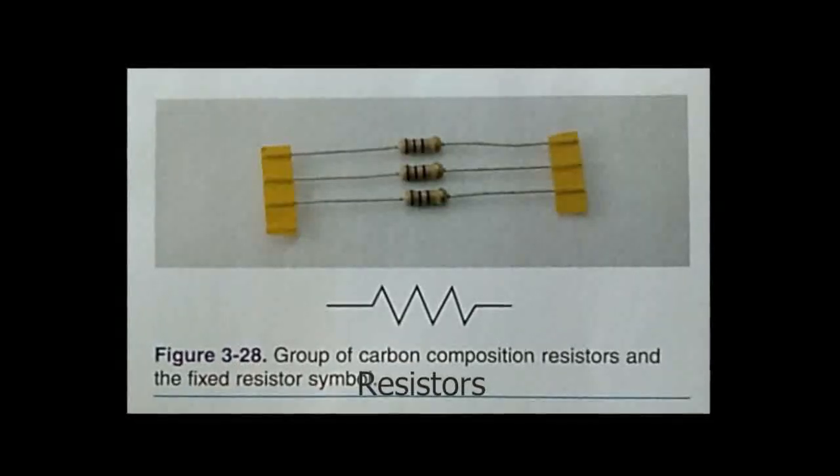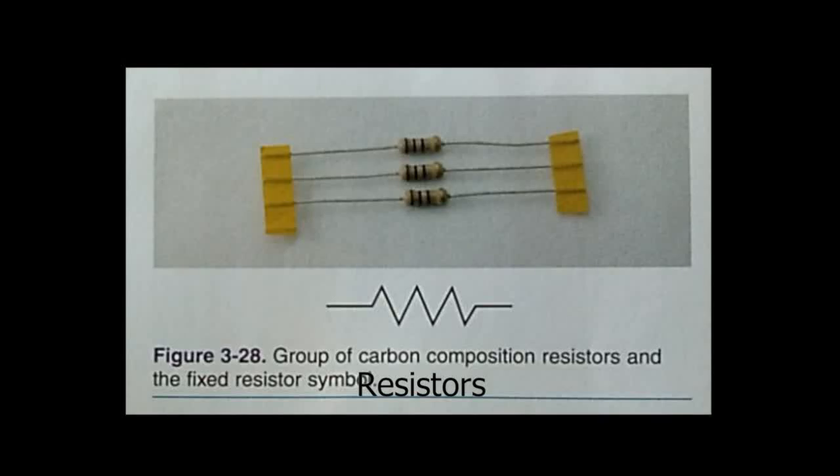Resistors. One of the most common components encountered in the study of electronics is the resistor. The resistor is used to create a desirable voltage drop and limit current values in electronic circuitry. Figure 3-28 shows several molded composition fixed resistors. They are manufactured in many sizes and shapes. The schematic symbol for a fixed resistor is also shown.